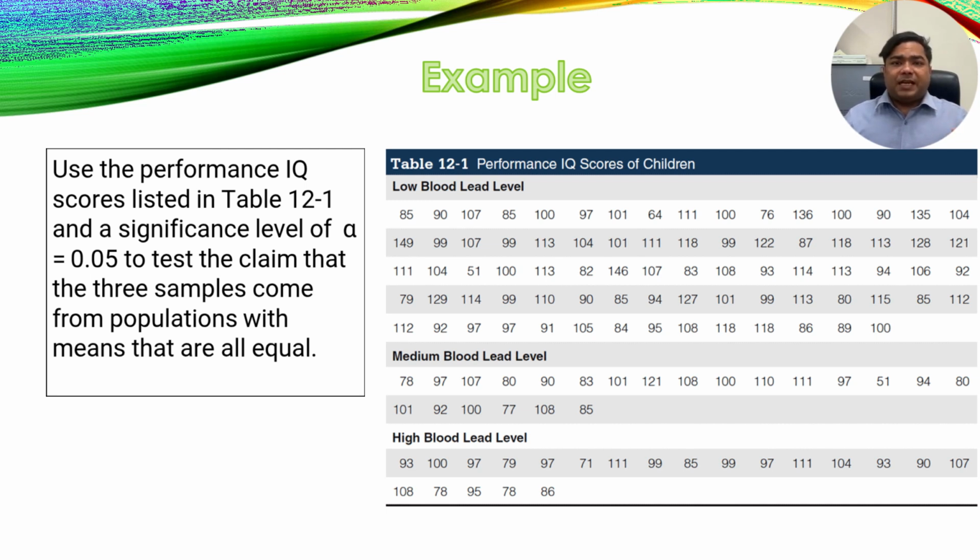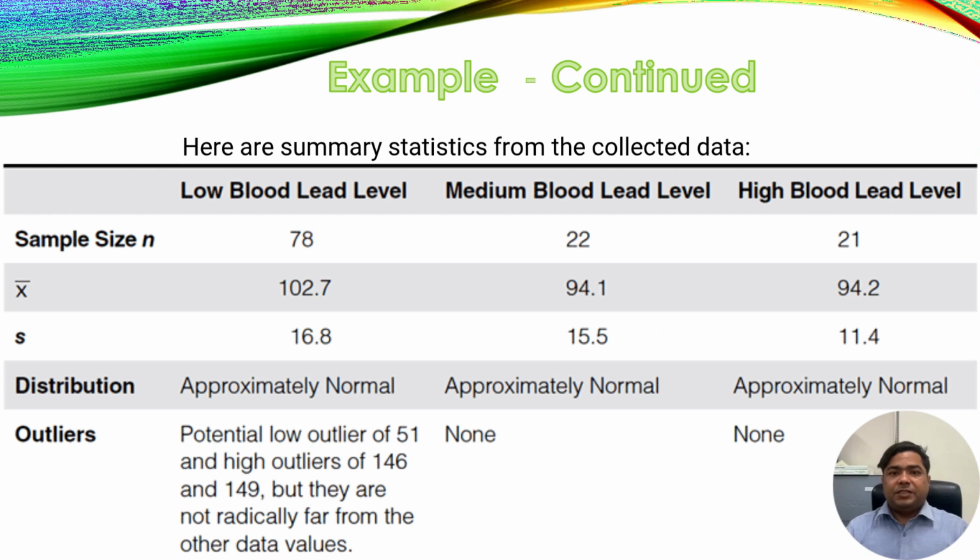This involves comparing the means to determine if there is a statistically significant difference among them. Let's examine the summary statistics from the collected data. These statistics provide a foundational understanding of the dataset's characteristics, including measures like mean, median, and standard deviation. Analyzing these will help us interpret the data's distribution and variability effectively.